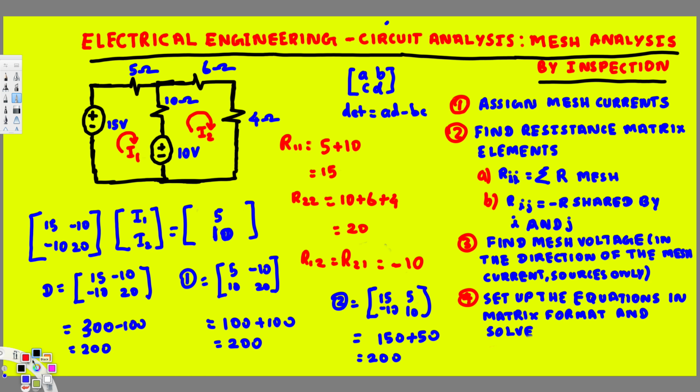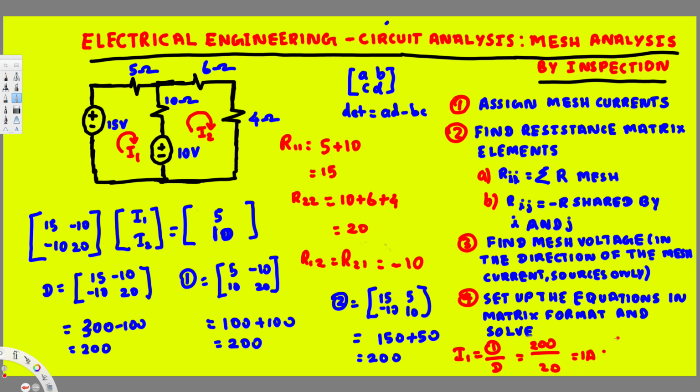Now to find the current, we are going to use Cramer's rule. Cramer's rule is basically whatever you swapped: if you want to find I1, you swap this one with the first column and find the determinant. That's the one going on top, over the original matrix determinant. Now this is 200 and the original determinant is also 200, so this is going to be just 1 ampere.